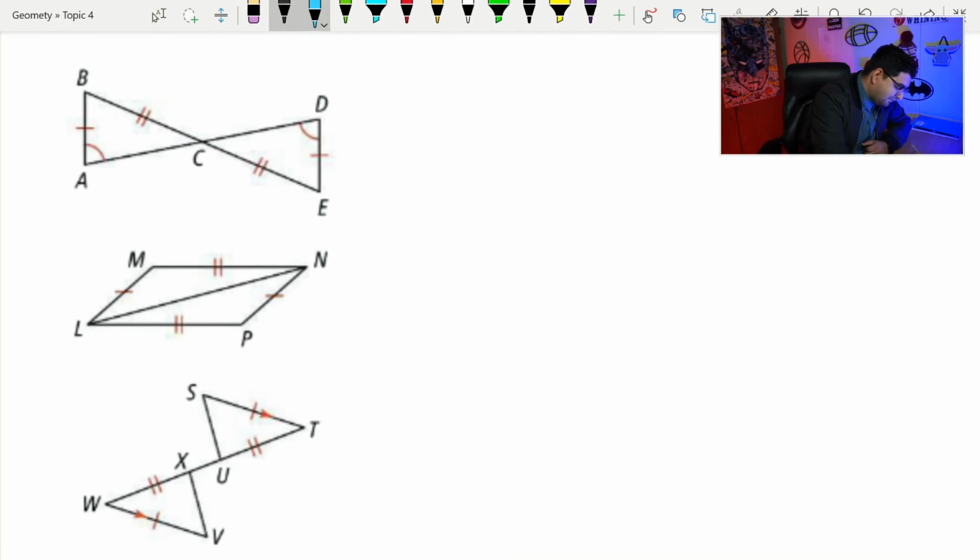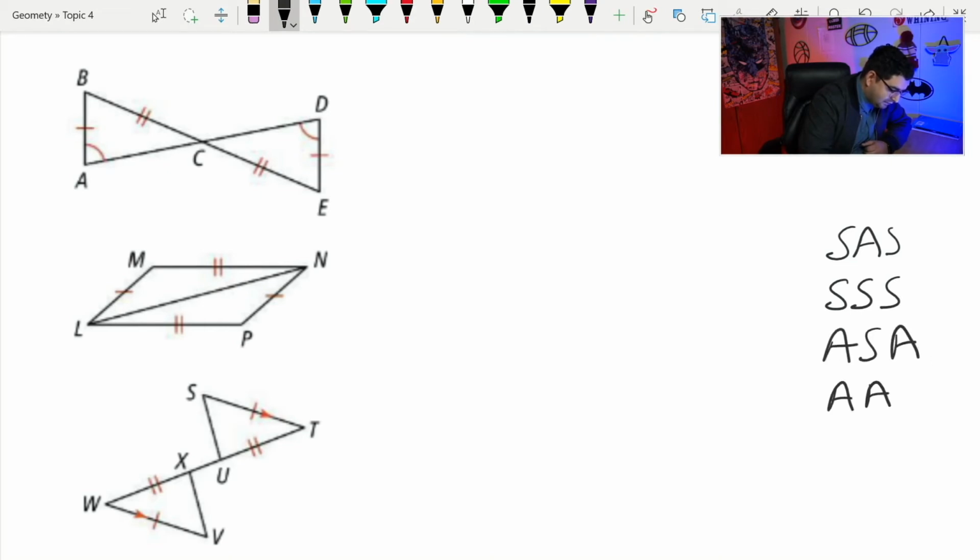Alright, so again, I'll write them down so that we don't have to look back and forth. Side, angle, side, side, side, side, angle, side, angle, and then we have the last one, angle, angle, side. So if you want, you can pause the video here to see if you can correctly match these up, and then you can press play when you're ready. But we're going to go ahead and solve them right now.